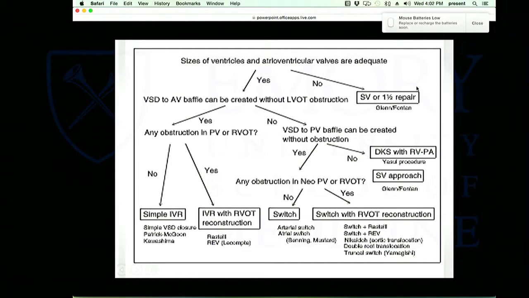There are some of the double outlet right ventricles that I didn't discuss that can be a form of heterotaxy that will go down the single ventricle pathway as well. Or if you can't create a baffle, you cannot close that VSD safely because of chordal tissue from the tricuspid or mitral valves, then you might have to go down the single ventricle pathway as well.